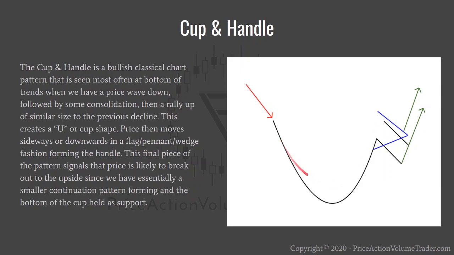So in reality, this is a combination of two types of patterns on a chart together, and based on these patterns, price is likely going to break to the upside. It's a continuation pattern forming, and the bottom of the cup was the support area that held price. So then we expect this to break out, and then we continue making new highs.